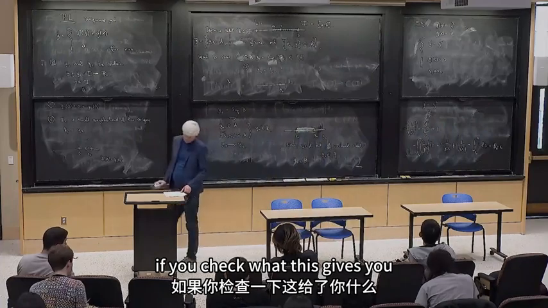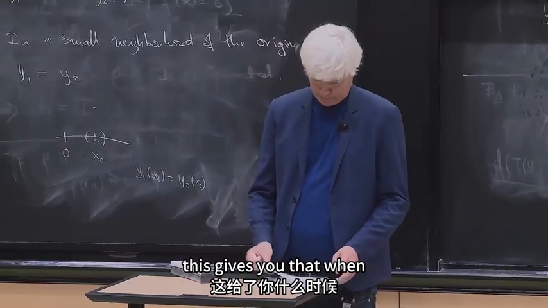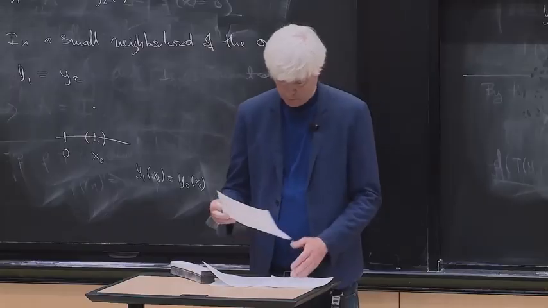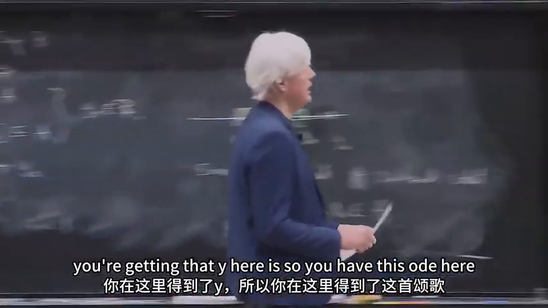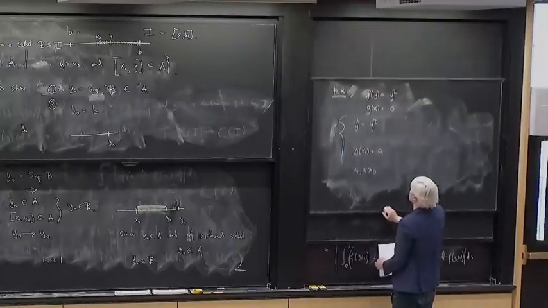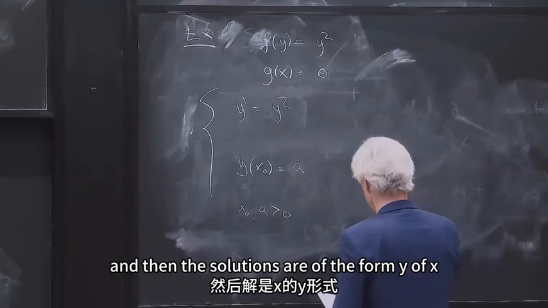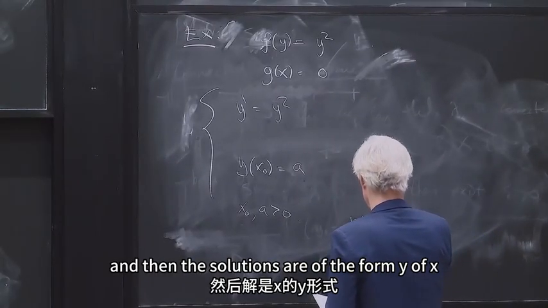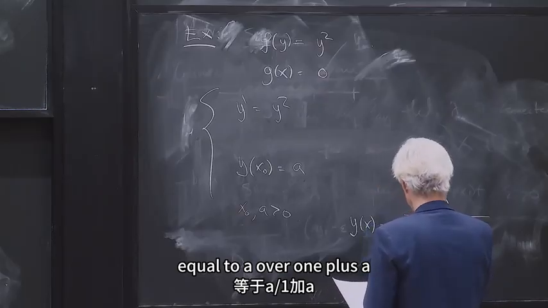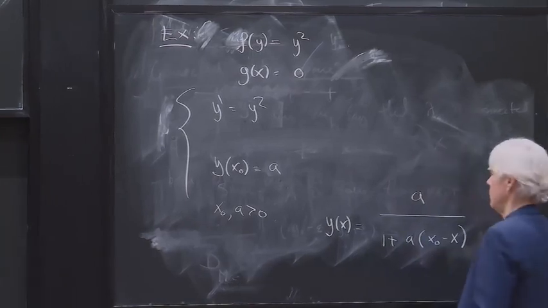So if you solve it, let me just write the result. When you solve it like this, you're getting that y here is... so you have this ODE here, and you're assuming that these things here are positive, and then the solutions are of the form y of x equal to a over 1 plus a times (x0 minus x). Fine.